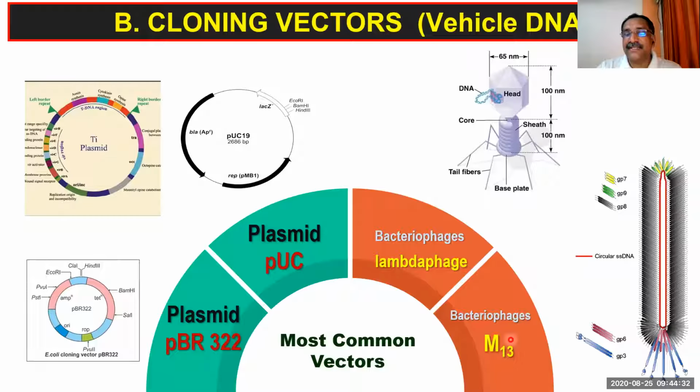Similarly, you can see that we are using the bacteriophages also. Two bacteriophages are used on a large scale, that I already told you in the previous slide. One is called lambda phage. Now you see this picture over here. This is the lambda phage, and it has a tail-like structure and a head-like structure. Inside the head, this is what is called the capsule. Inside this head, you can see that the DNA is located. This DNA is linear in nature.